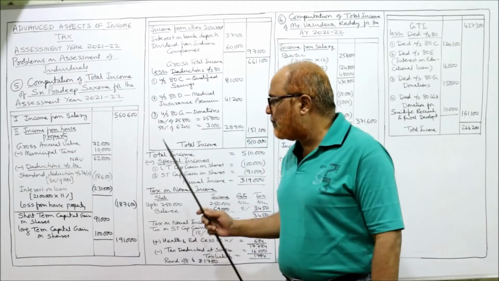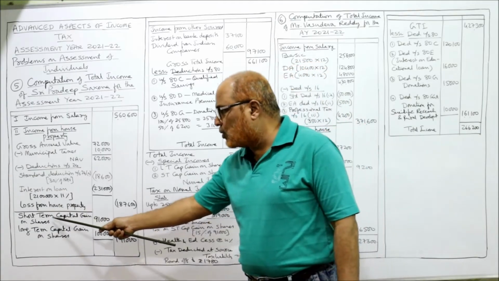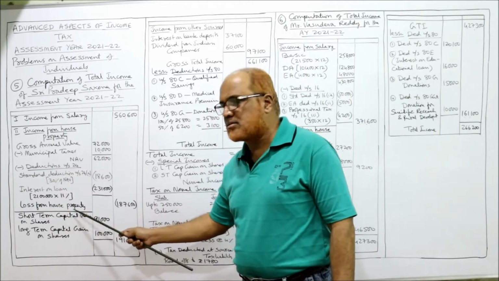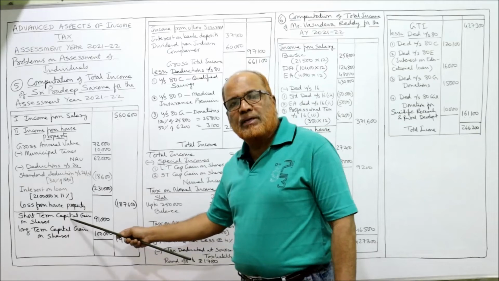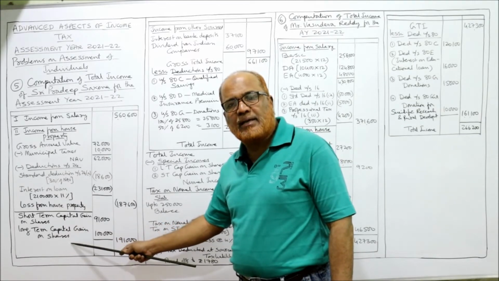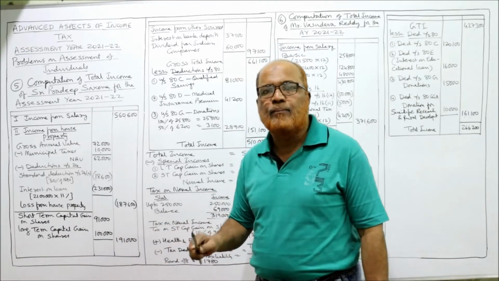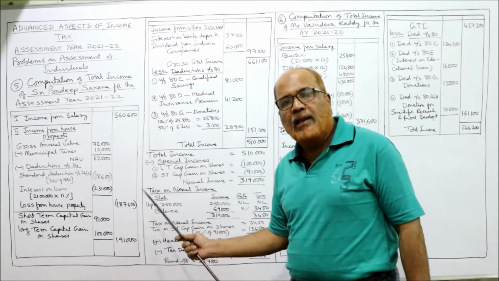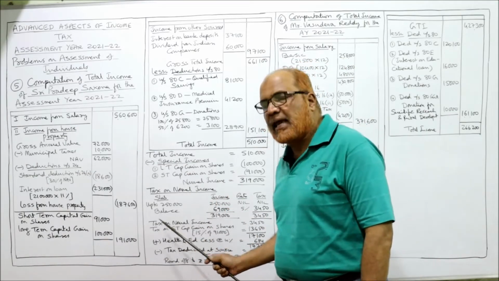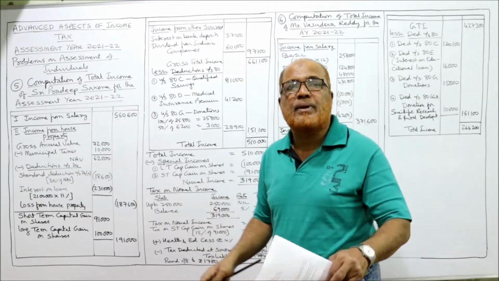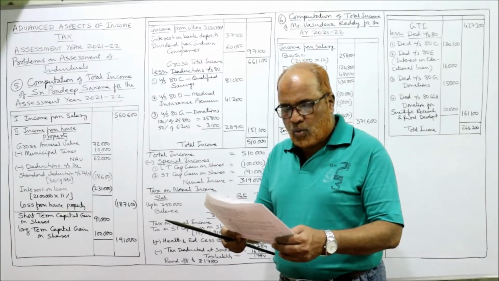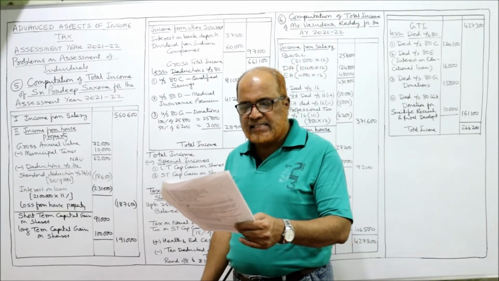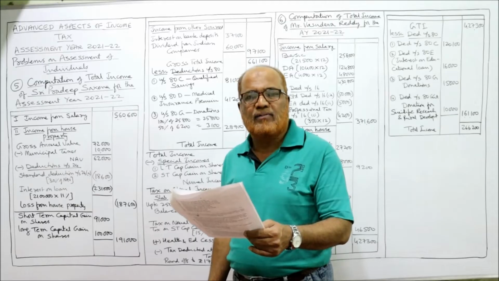But for the sake of computing the total income, we include short-term capital gain on shares. The short-term capital gain on shares and long-term capital gain on shares, both we are including only to calculate total income. Later on, in calculating tax liability, we separate it. Then qualified saving under section 80C, 81,000, directly given.